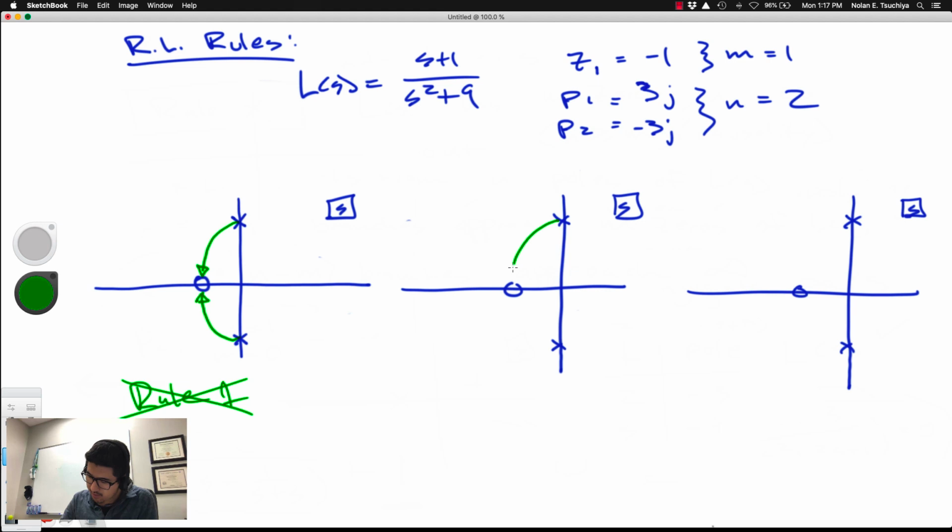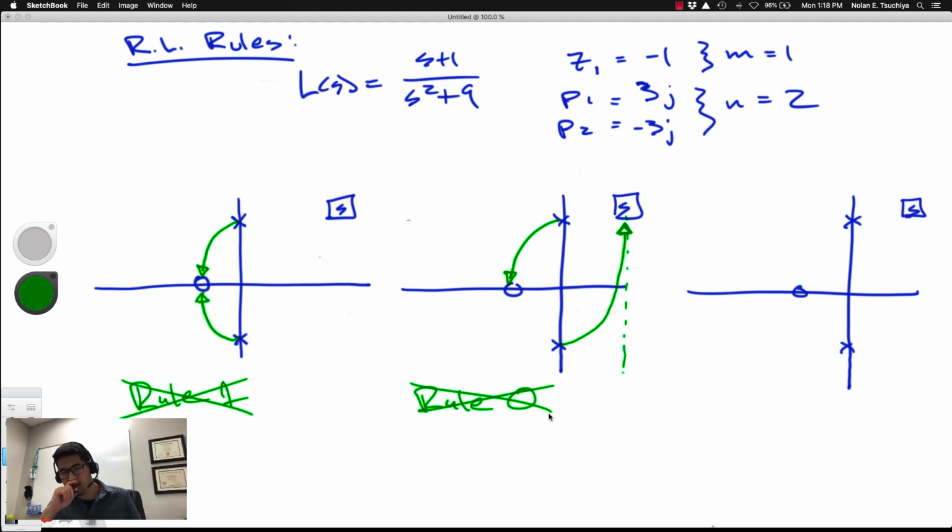In this case, we've got this scenario where one branch, so m is equal to 1, should approach the 1, 0. And then the second branch, n minus m, so one of the branches should approach infinity, like so. Okay, so this satisfies rule 1. The question again is, is it a valid root locus? The answer again is no, because even though it satisfies rule 1, it does not satisfy rule 0 because it is not symmetric about the real axis. So this also fails because it does not satisfy rule 0.